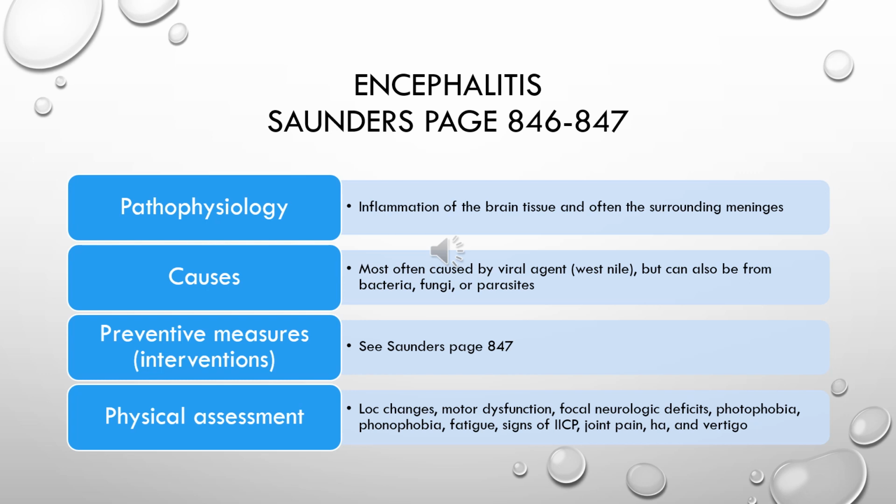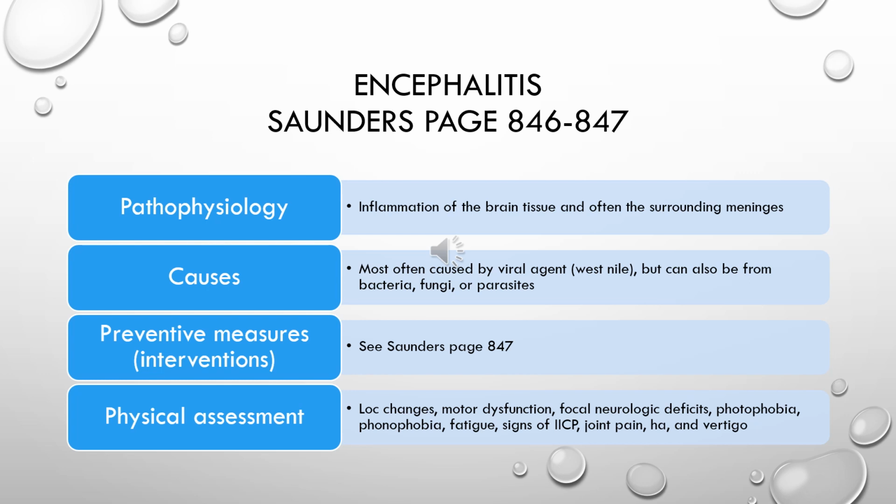Meningitis is inflammation of the meninges. Encephalitis is actually inflammation of the brain tissue itself. Oftentimes it does also include the surrounding meninges, and so you may hear a term called encephalomeningitis, or you might hear meningioencephalitis.